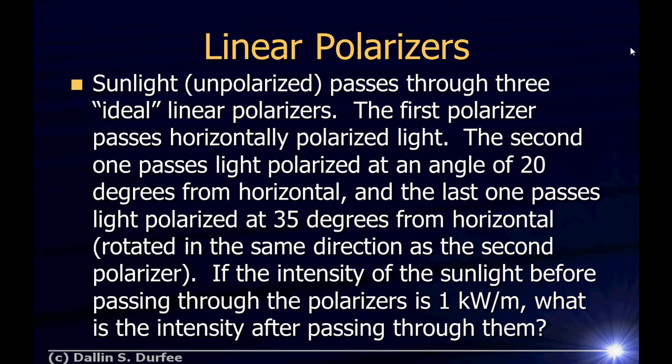The first polarizer passes horizontally polarized light. The second one passes light polarized at an angle of 20 degrees from the horizontal. And the last one passes light polarized at 35 degrees from horizontal, rotated in the same direction as the second polarizer. If the intensity of the sunlight before passing through the polarizers is 1 kilowatt per square meter, what is the intensity of light after passing through them?